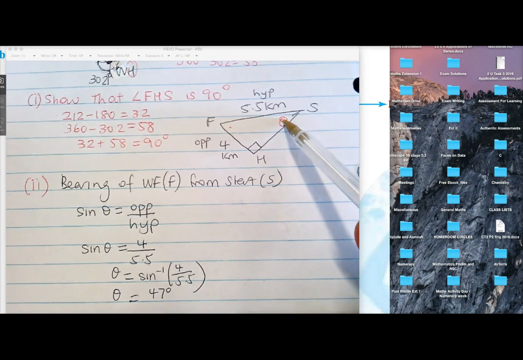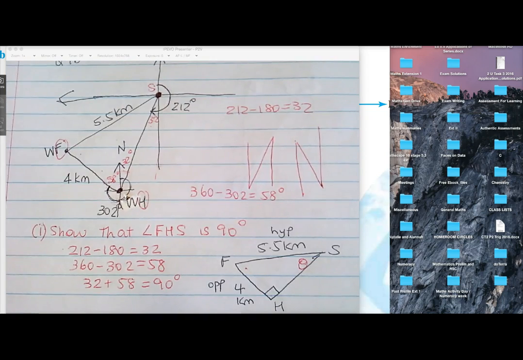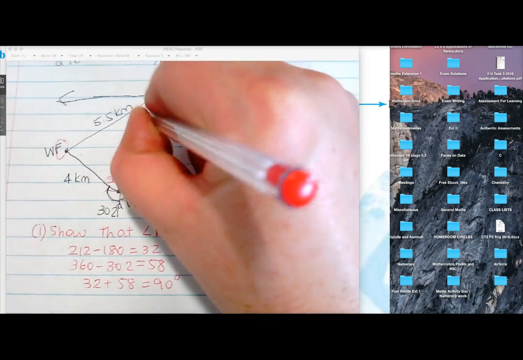Am I allowed to move or not yet? Can I move back up? Stop! So up here, this angle's 47.